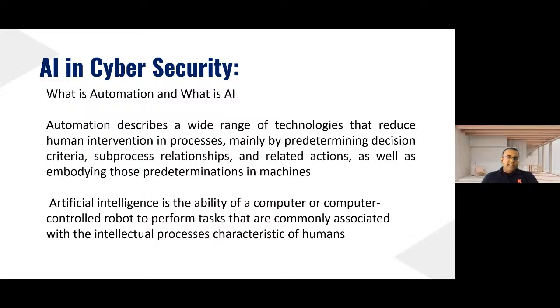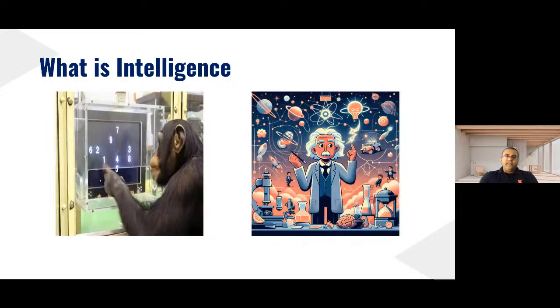Intelligence here is different. A child is also intelligent, and Einstein, as we can see here, also has a lot of intelligence, whereas a chimp that is able to do basic maths also shows intelligence. So what is the level of intelligence we are looking at? How good is a computer going to be in terms of intelligence? We usually look into that part.